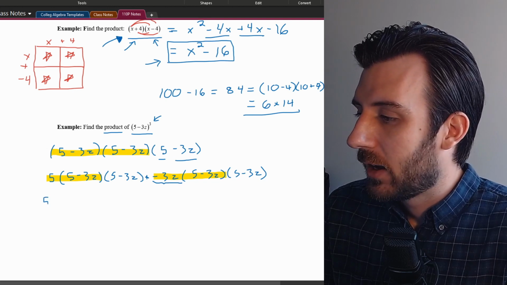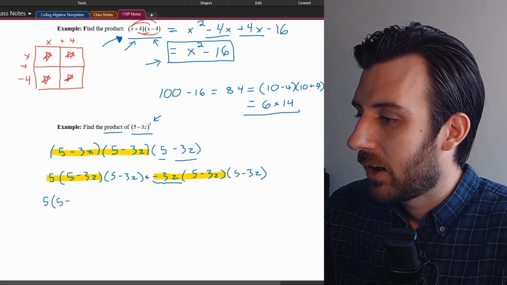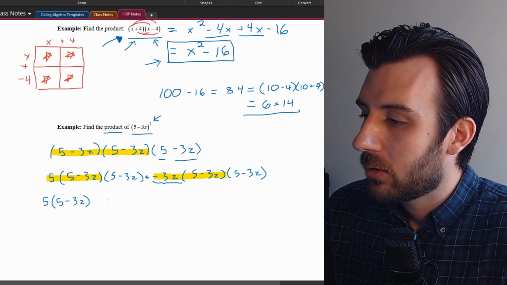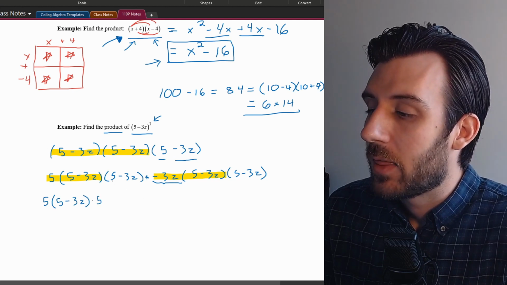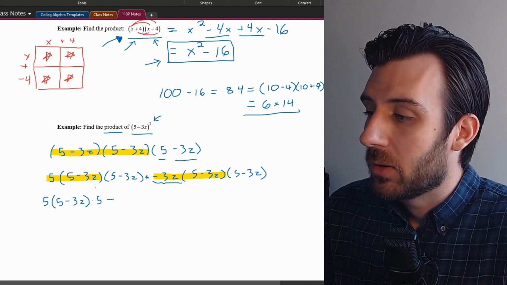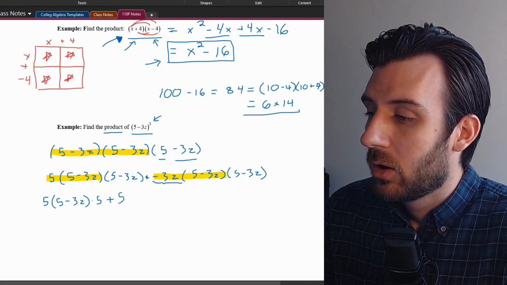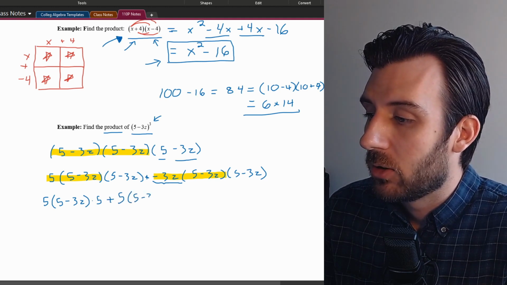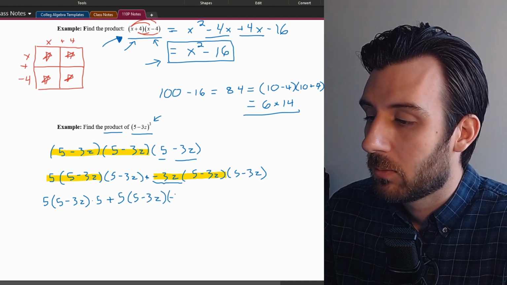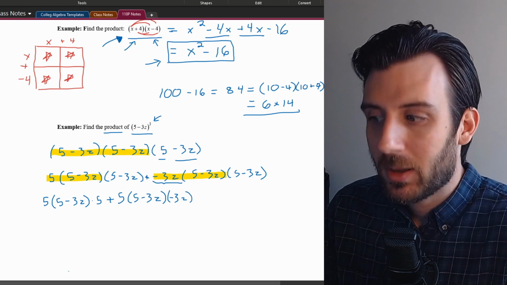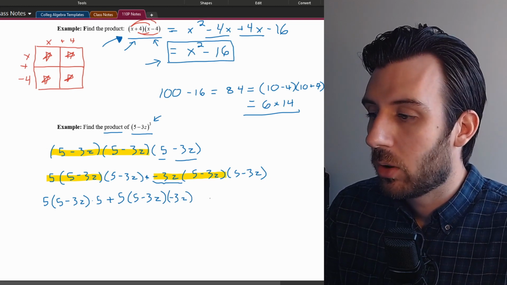We're going to do 5 times 5 minus 3z, that's my yellow highlight, and I'm going to be multiplying that by another number 5. And then I'm going to multiply 5 times 5 minus 3z, and I'm going to be multiplying that by a negative 3z. All right, not too bad. That was the first part. Let's do the next part.